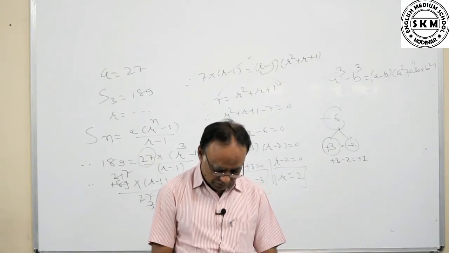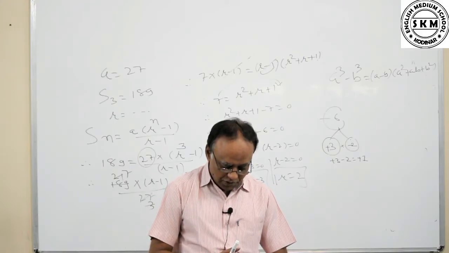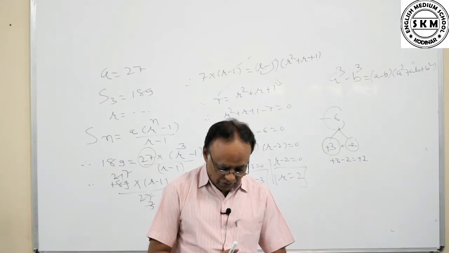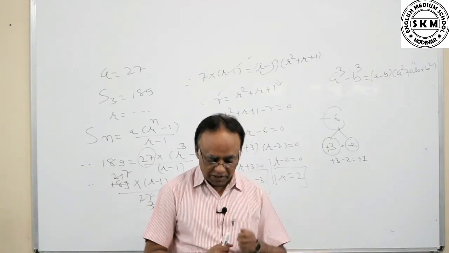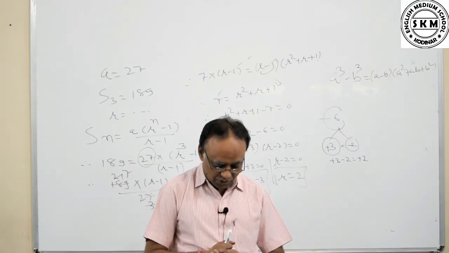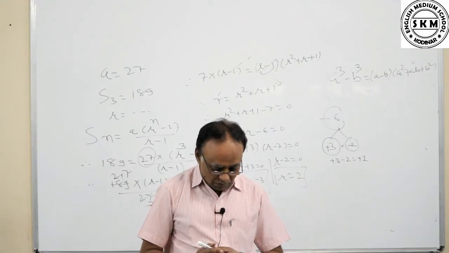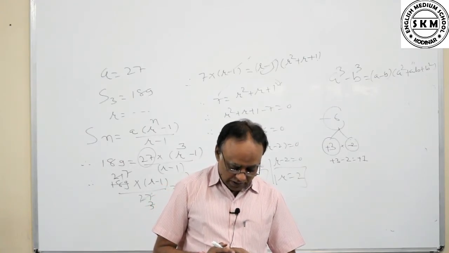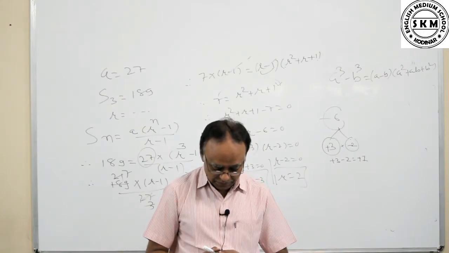The first term and the sum of the first 5 terms of the GP are equal to 1 each. Find the common ratio. This is illustrate number 24, similar to the previous example, where we find the ratio. Here A is equal to 1, and the sum of the first 5 terms is also 1, as given.